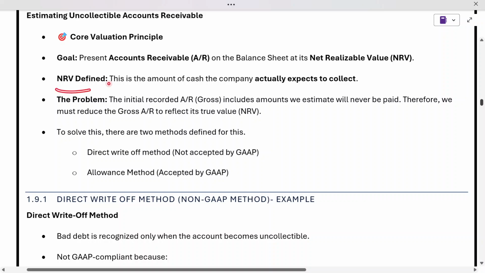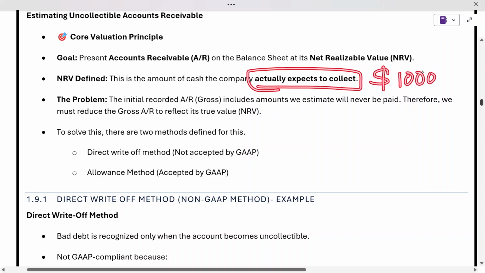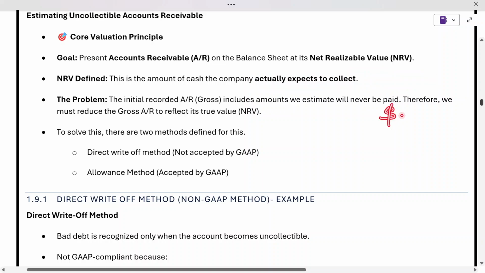Now, what is the NRV? NRV is the amount of cash the company actually expects to collect. So there may be a situation where we sold for $1,000, but we are expecting that we will be receiving only $900. Then the balance sheet should reflect only $900 to be received, right?